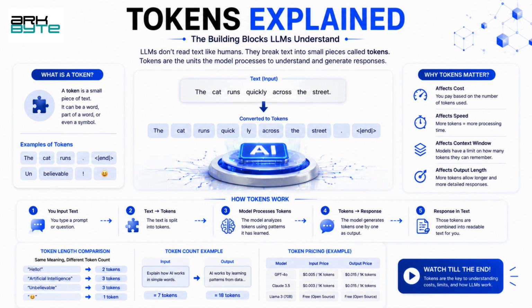So instead of reading one sentence, the model reads many small pieces. Tokens are important because they affect cost, speed and memory. More tokens usually mean higher cost and slower responses. They also decide how much text the model can remember at one time. In simple words, tokens are the building blocks AI uses to understand and generate language.